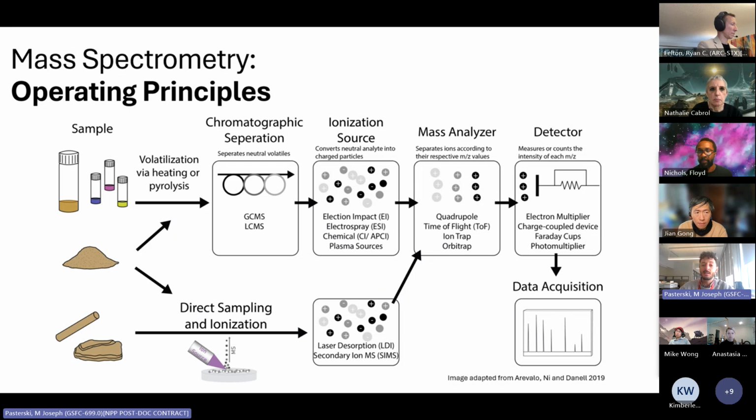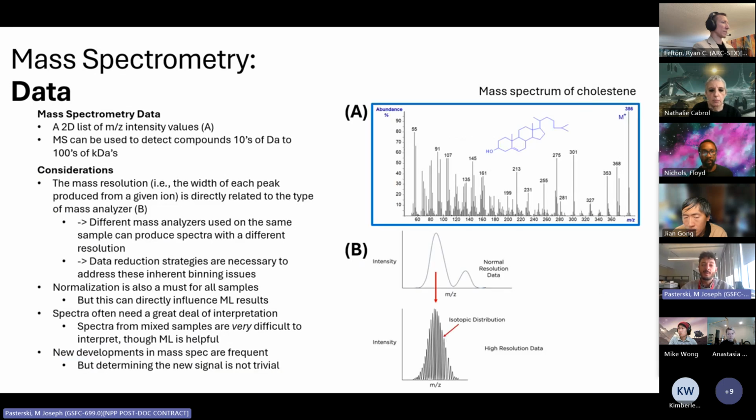The other thing to consider is that the mass analyzer is going to play a huge role. A quadrupole versus a time of flight versus an ion trap versus an Orbitrap are going to produce vastly different kinds of data. Even if you have a sample analyzed via GCMS with electron impact ionization into a quadrupole versus a time of flight mass spectrometer, it is going to produce a different resolution of data sets. These are all extremely important to consider. No matter what type of mass spectrometry you do, you're going to produce essentially just a 2D list of m/z values, or mass to charge ratio values.